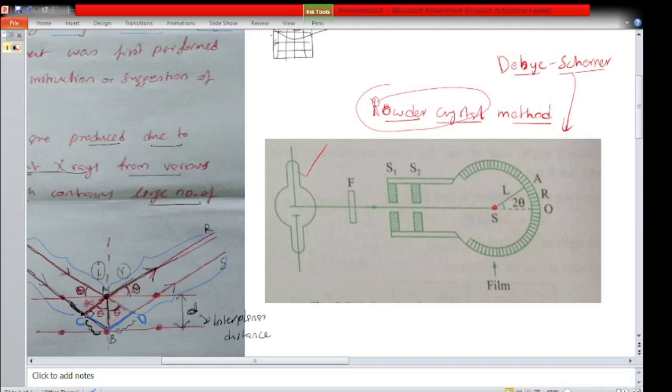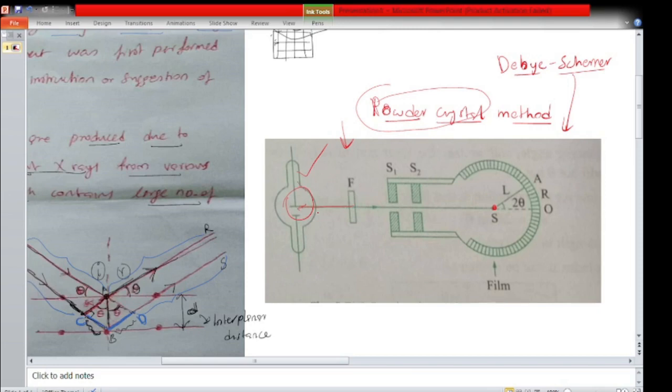And all the other experimental arrangements are shown here, as you can see from here. A narrow beam of X-ray will be produced by the source, and that will be passed through these slits S1 and S2, that will be collimated, which means it will become narrow, very narrow.